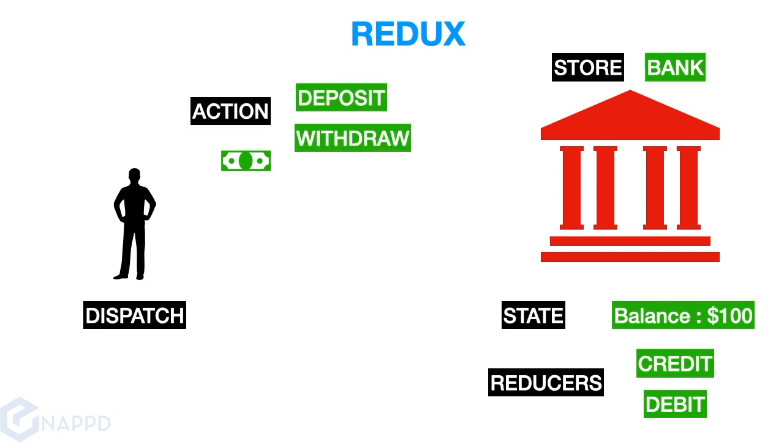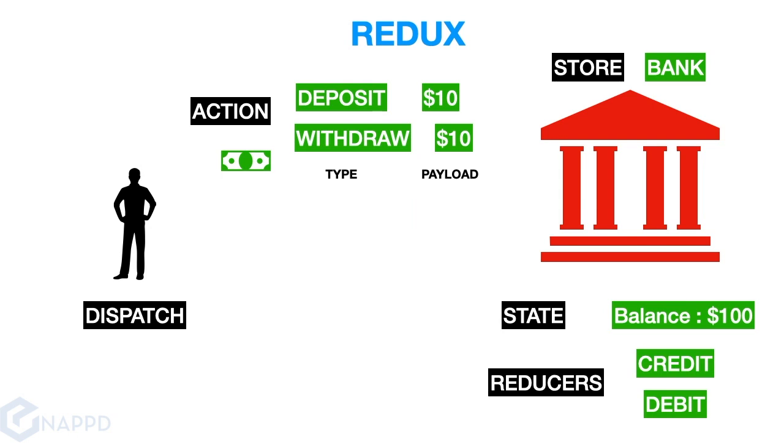Then action can be of two types, deposit or withdrawal. And there is an amount also. So deposit and withdrawal is called the action type. And this amount associated will be called the action payload. So these are all the terms.